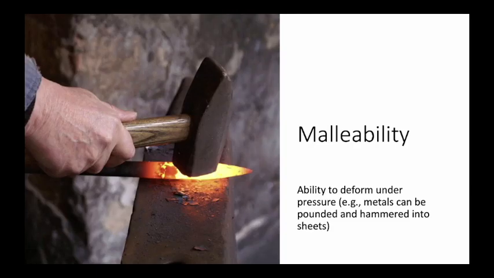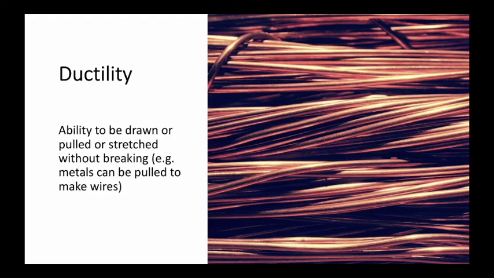Metals are malleable, which means you can deform them under pressure. They can be pounded and hammered into thin metal sheets. Another property is ductility, the ability for a metal to be drawn or pulled or stretched without breaking. We take advantage of this property when we make copper wires to conduct electricity.